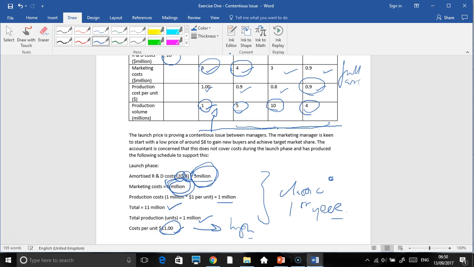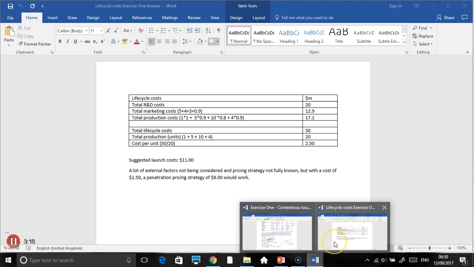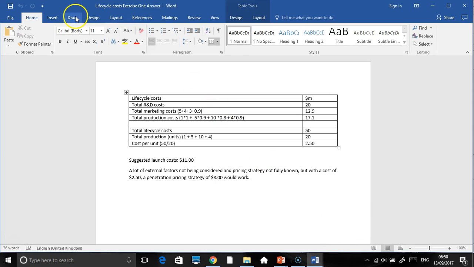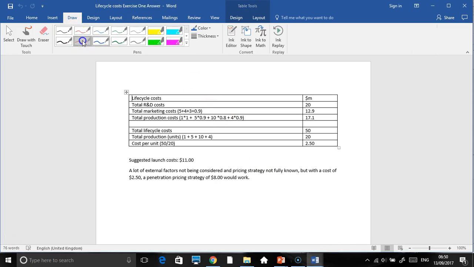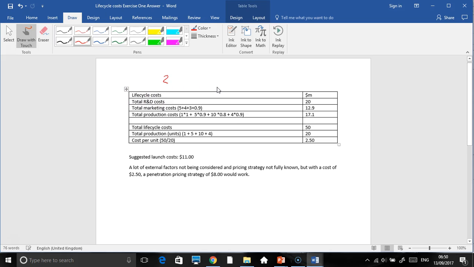But life cycle costing says, let's be a bit more practical. So what are we doing? Life cycle costing says, let's go to the answers here. Alright, so you see that 20 million? You've got that 20 million. That's fine. The total marketing costs, we have the 5 plus the 4 plus the 3 plus the 0.9, giving us 12.9. Production cost, we have 1 million units times a million.